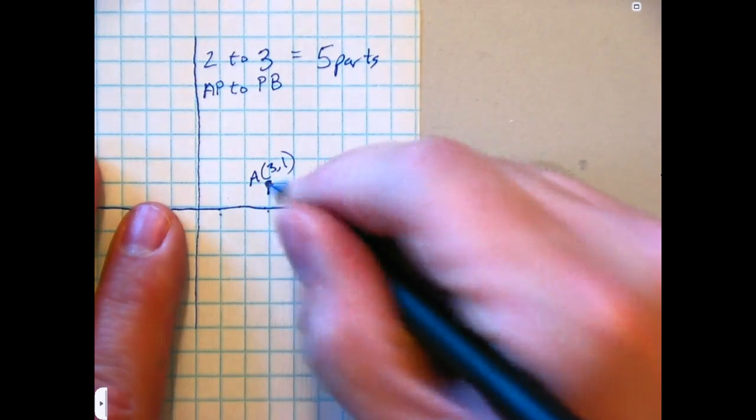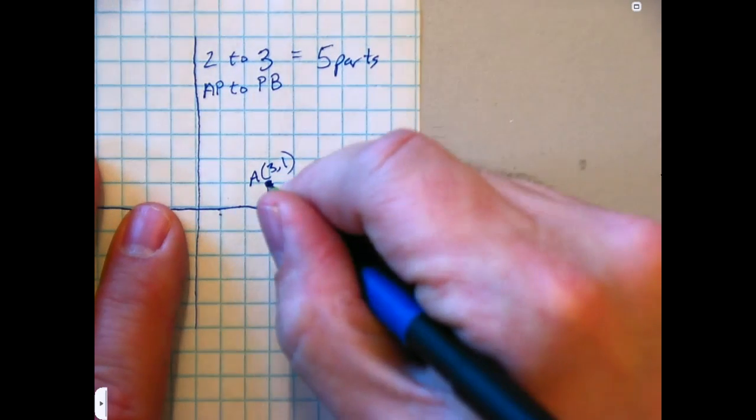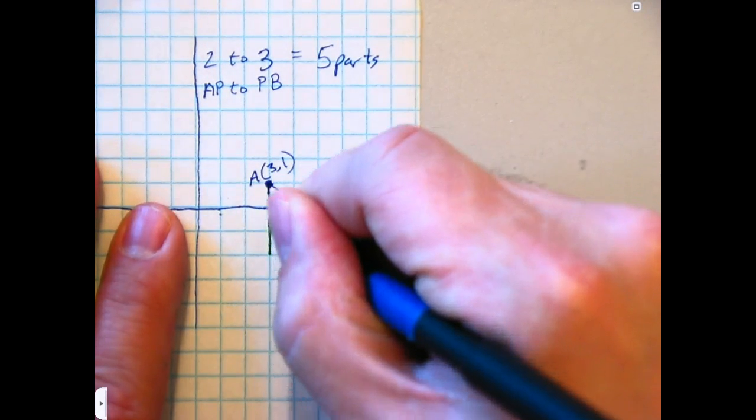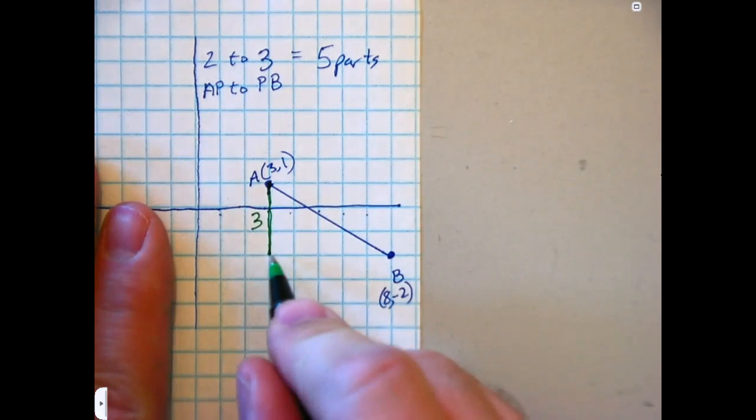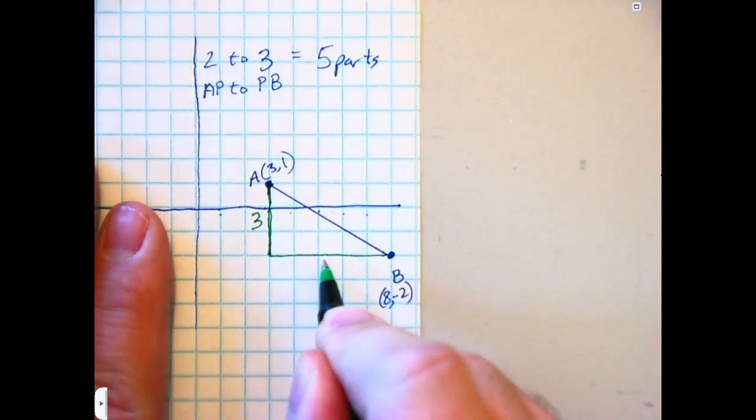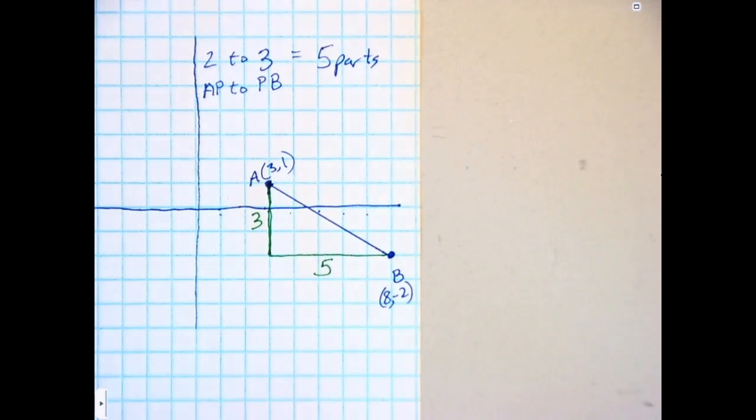My slope here, if I go down, how much am I going down? 3. How much am I going over? 5. All right. How could you use that? Yeah. So in this case, the midpoint won't help us as much, huh?